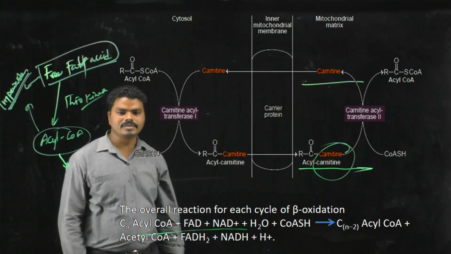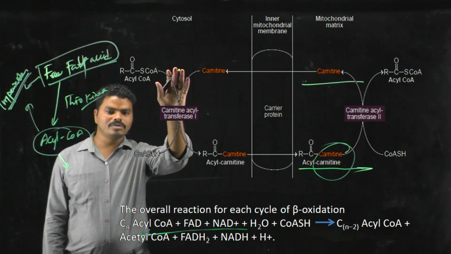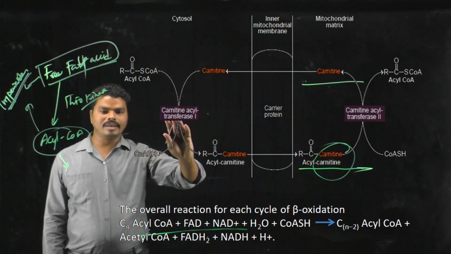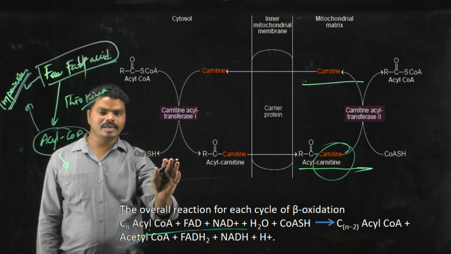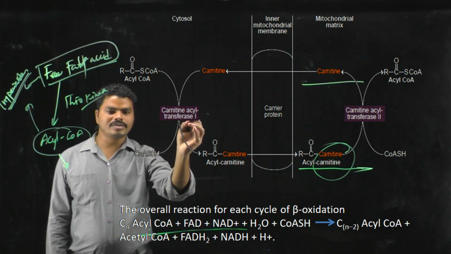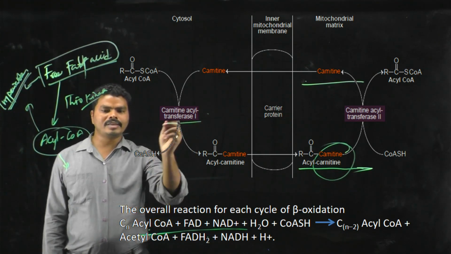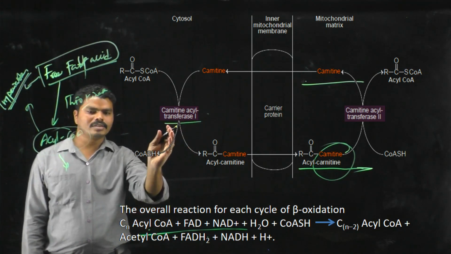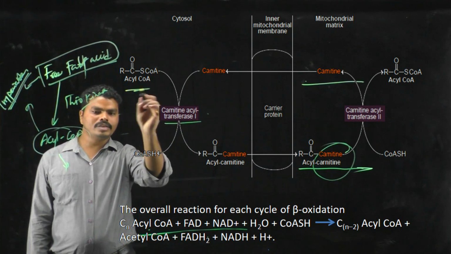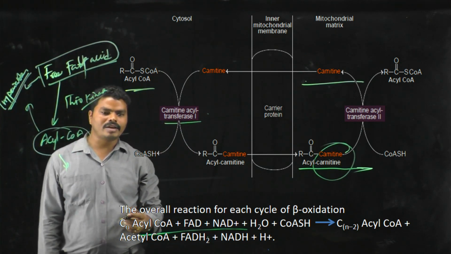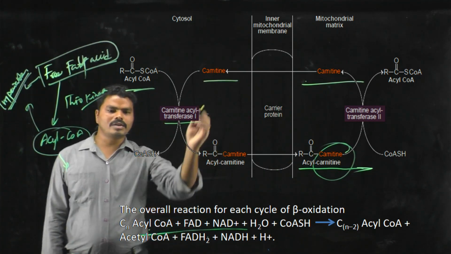Here we can see this. This is the cytosol, and cytosol means inside the cell. There we can find the carnitine acyl transferase 1 enzyme, and this enzyme will attach the acyl group to the carnitine. So this is the carnitine system.